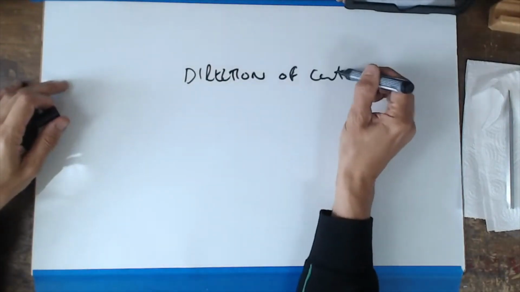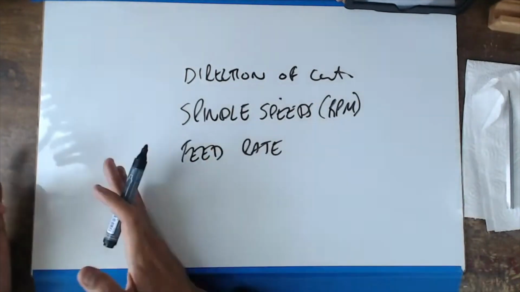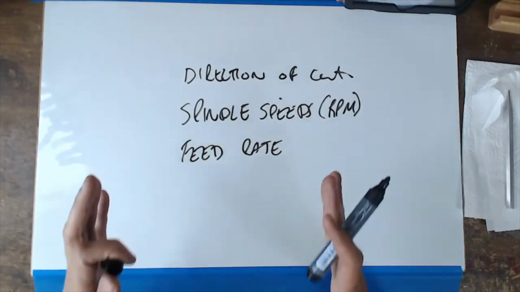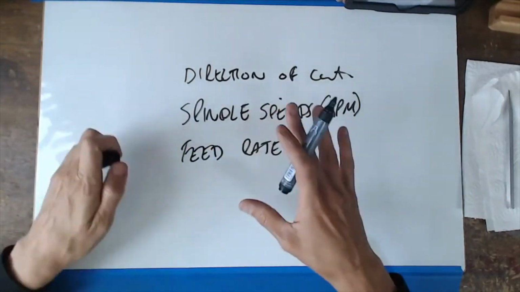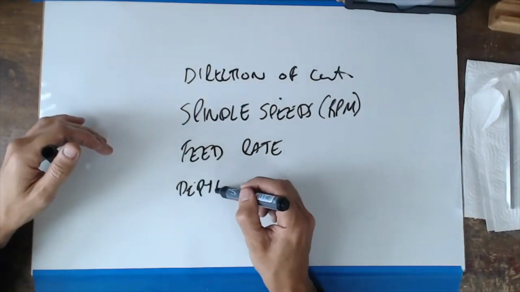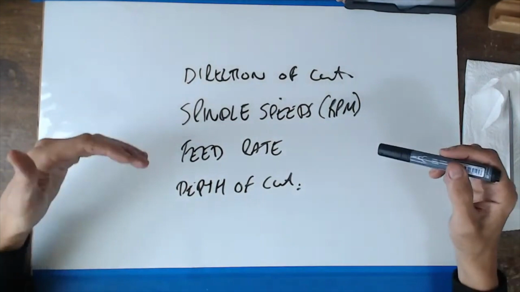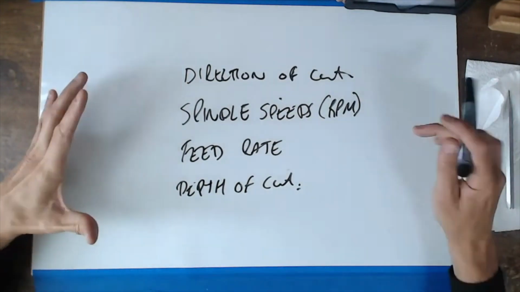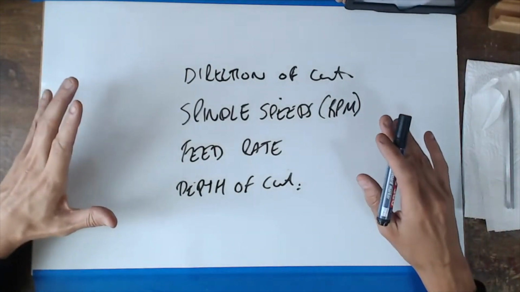There's really only four things to know in routing: direction of cut, spindle speeds, feed rate, how fast you're moving the router and cutter and spindle and everything around your work in whatever fashion it is that you're doing. And then the last one is your depth of cut. All these four principles, ideas, techniques, rules, whatever you want to call them, apply.